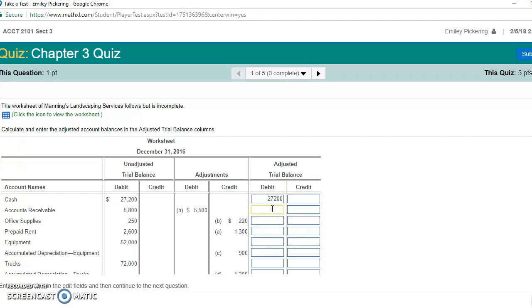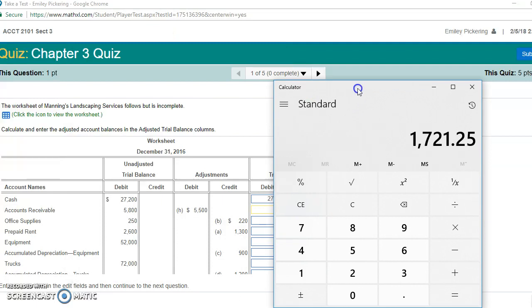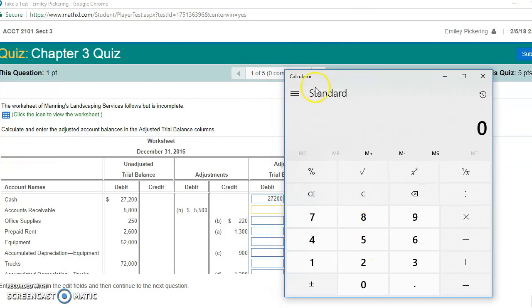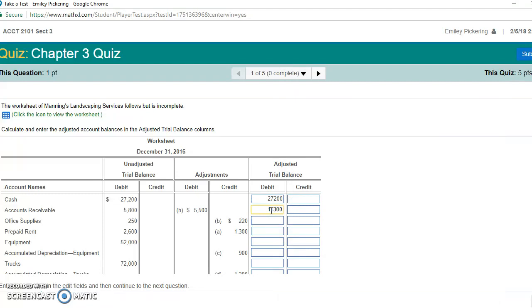Now, accounts receivable, we started with 5,800 and we added an additional 5,500. And I know that because our accounts receivable is a debit and I'm adding a debit. If I had a credit, I would subtract. So I'm going to start with 5,800. I'm going to add 5,500. So our new balance here is 11,300.